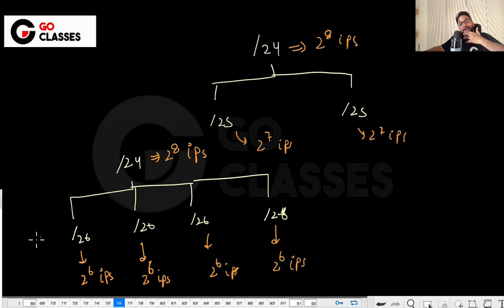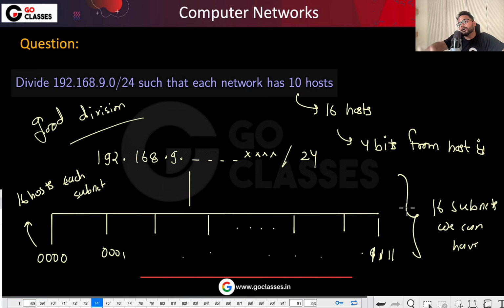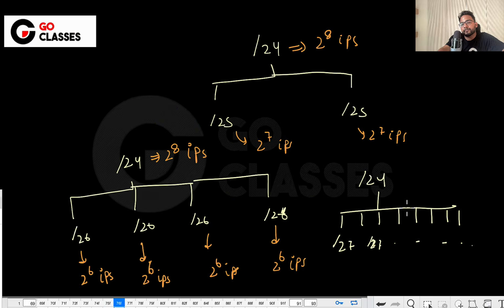Similarly, you can divide into 8 parts also. Obviously, like slash 24, you can divide into 8 parts: 1, 2, 3, 4, 5, 6, 7, 8, right? Each of these will be slash 27 now. Like this, you can divide into 16 parts also. And 16 parts was the good division for our purpose here. Understood? Because each part has 16 hosts and we want just 10 hosts. So it is a good division.